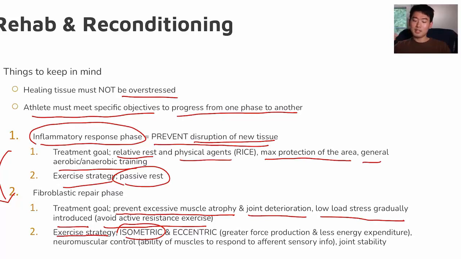And then moving on to eccentric exercises where you're lengthening the muscle and producing force, so greater force production and less energy expenditure compared to concentric exercises there. And also very important in this phase, neuromuscular control, so ability of muscles to respond to afferent sensor info, reteaching and relearning how to respond to stimulus with muscles. This phase is going to be important as well, so that could help with some of the joint stability as well.